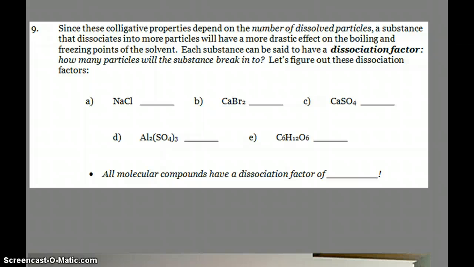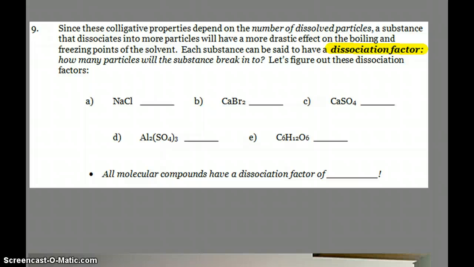So the last little thing here is what we call a dissociation factor. As I mentioned, I hinted at the difference between calcium chloride and sodium chloride when it comes to putting salt down to get rid of snow and ice. Again, the colligative properties depend on the number of dissolved particles. So yes, if you put a sprinkle of salt in water, the boiling point will go up. If you put a cup of salt in water, it'll go up more. But also it depends on how many particles the solute will break apart into.